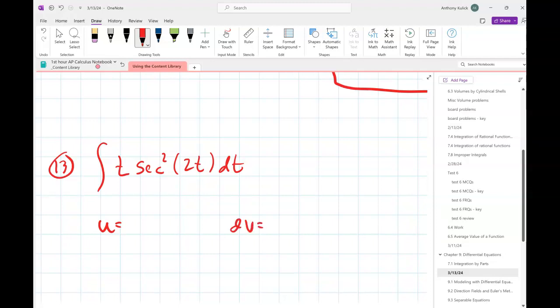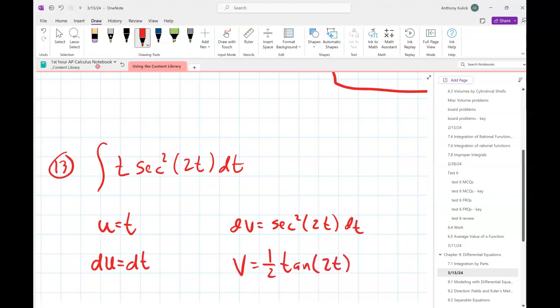So our u and our dv, what do you think? That would be my first instinct as well. Yeah. So du, well, that's just dt. That's real easy. And then to integrate this, we have to do another u sub, right? So we get 1/2 tangent 2t. Right, the integral of secant squared is tangent. But you had to do a u sub. That's where the 1/2 came in.